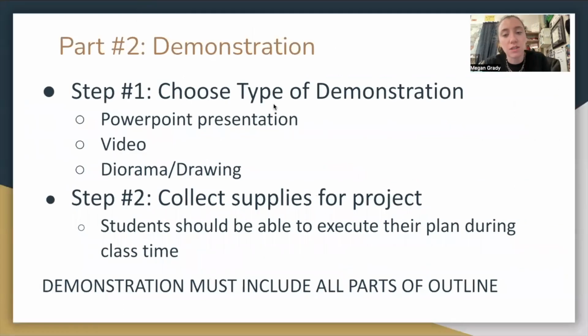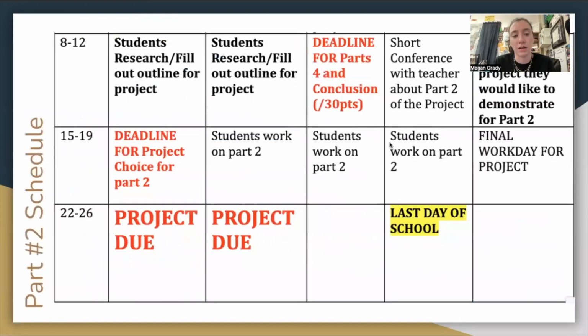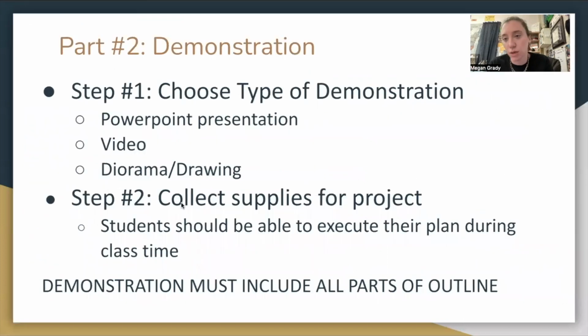Okay, so we talked about part 2. You're choosing the type of demonstration, could be a PowerPoint, could be a video that you make, could be a drawing, a poster, a diorama. Step 2 is collecting the supplies for the project. You should be able to execute your plan during class time. Your demonstration must include all parts of your outline. This calendar is a little bit off, but just know you'll have a couple days to work on that in class, and you can get that started, but make sure that you're preparing in advance.